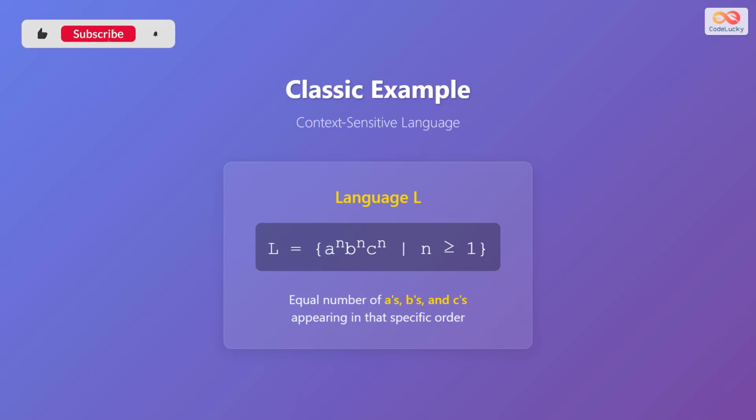A classic example of a context-sensitive language is L, which consists of strings with an equal number of A's, B's, and C's in that specific order. Formally, L is defined as the set of A to the power n, B to the power n, C to the power n, such that n is greater than or equal to 1.